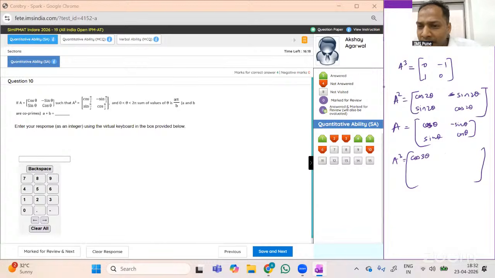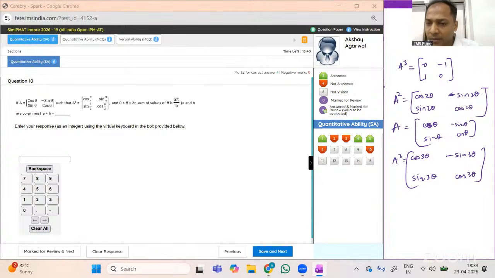If I were to just extend the trend, I think it will follow the same thing. If I try to find the second element, first row, second column, that would be minus sin theta cos 2 theta and minus sin 2 theta cos theta. So basically that would come out to be minus sine of 3 theta. And basically I'm extending the trend. So basically this is cos 3 theta, minus sine 3 theta, sine of 3 theta, and cos of 3 theta.